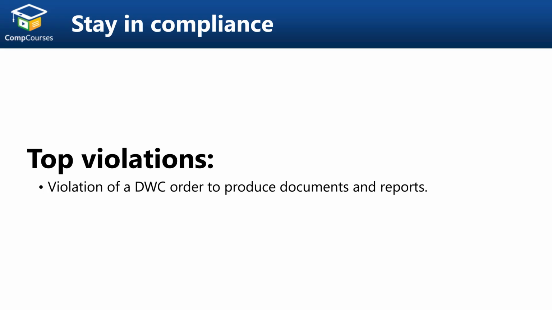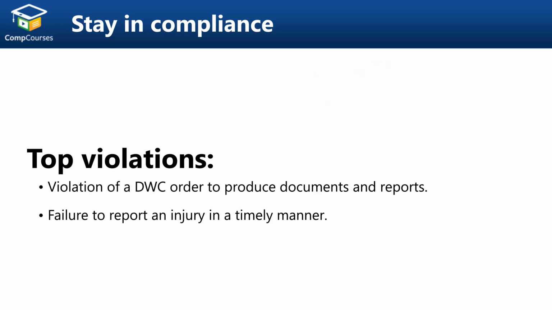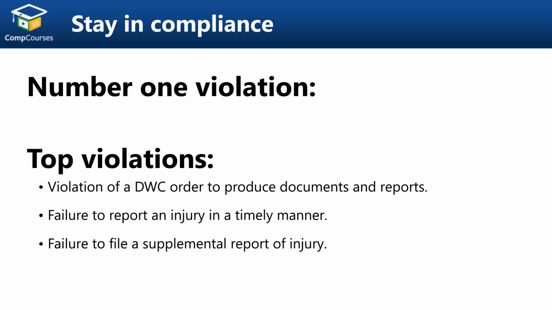Another top violation for employers was a failure to report an injury in a timely manner. We've discussed that today. We've discussed the timeframes, when to report the injury, all again in compliance with the laws and the rules to better assist you and make sure that these claims are being reported in a timely manner. Another top violation was failure to file a supplemental report of injury. Remember, this supplemental report of injury also has timeframes of when to file it, when it's required to be filed. And of course, depending on the scenario and circumstance of your injured employee, when the supplemental report must be provided. And the number one violation against employers: failure to file a wage statement timely.